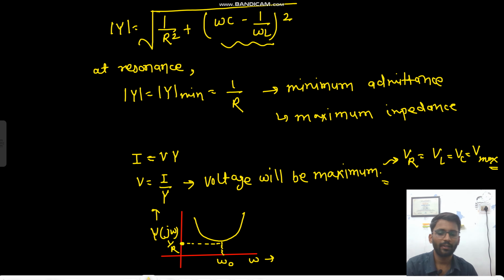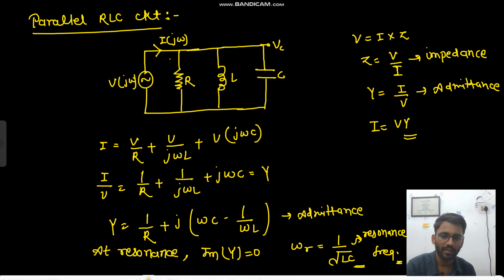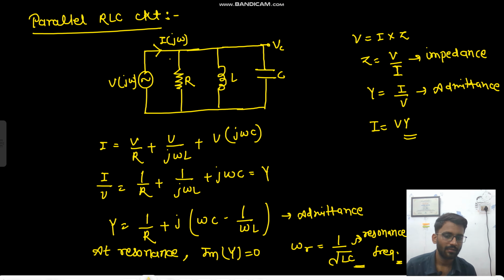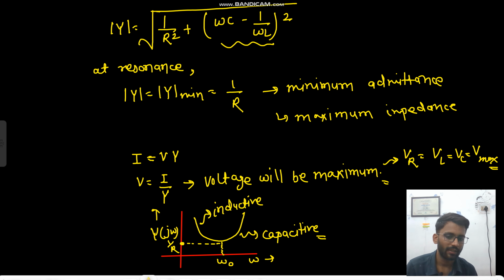So at lower frequency, here we have lower frequency. At lower frequency, 1 by omega L will be more. So at lower frequency, this is inductive and this is capacitive. At lower frequency, 1 by omega L will be more, so inductive effect is more, and after that capacitive effect will be more.